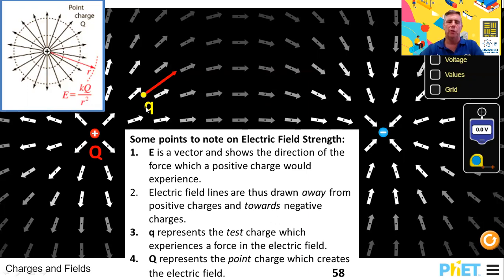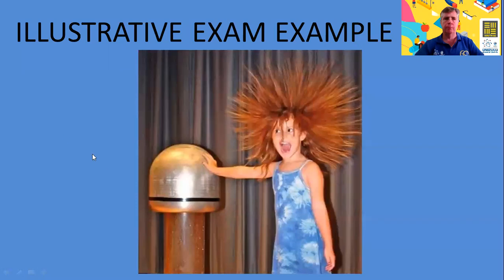Thirdly, small q is actually this yellow test charge, which experiences a force in the electric field. And we usually imagine a 1 Coulomb test charge. Whereas big Q in red here represents the point charge, which is responsible for creating the electric field. So don't confuse those two charges.